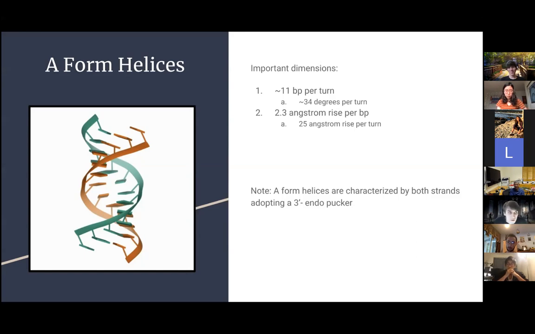But as Tyler said, the structure of A form is harder to describe simply because it's distorted away from the center. So are there any more questions regarding A form helices? Okay, I shall continue then.